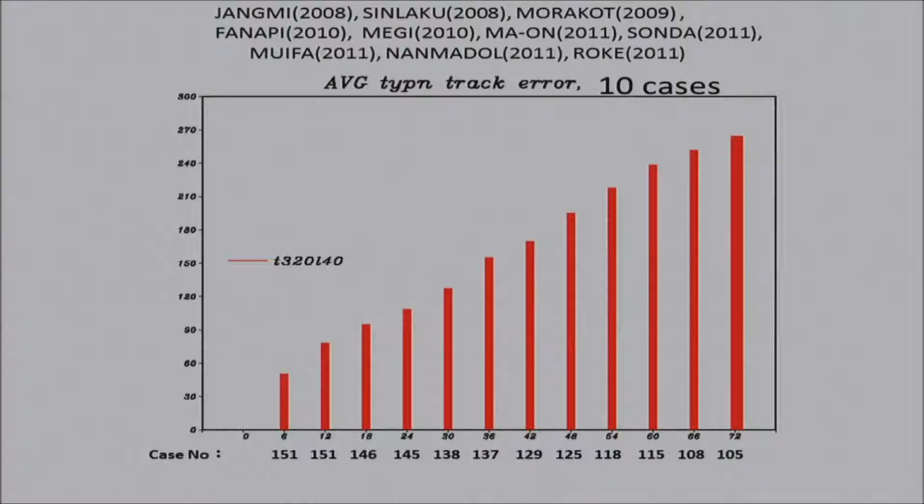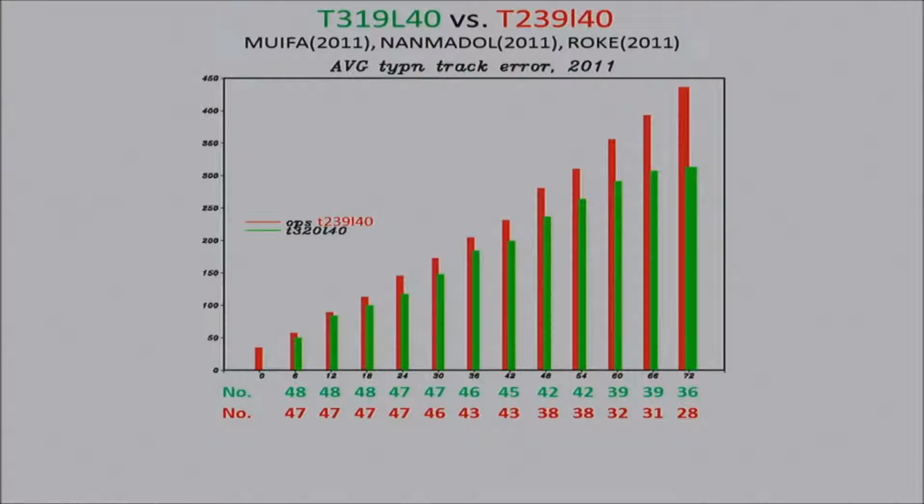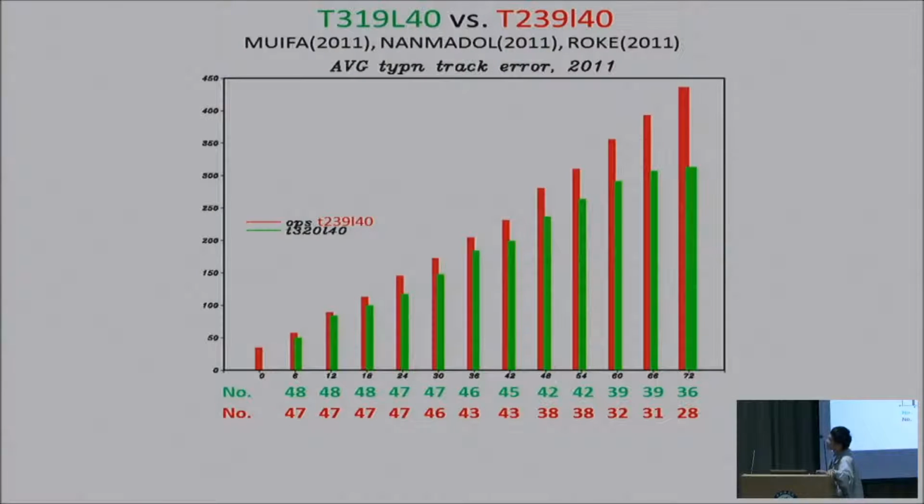We use 10 cases to test this scheme. This is the average typhoon track error, using the L40 operational model. You can see for 72 hours, the error is below 270 kilometers. The number is the case number. Compared with the operational model at that time, the red color is the operational model and the green color is the testing model. So you can see this scheme's result is quite good.